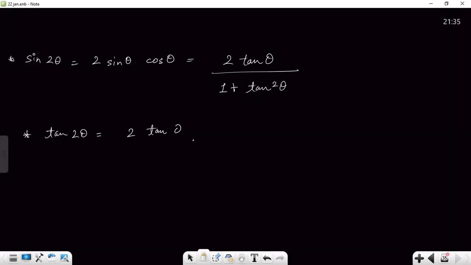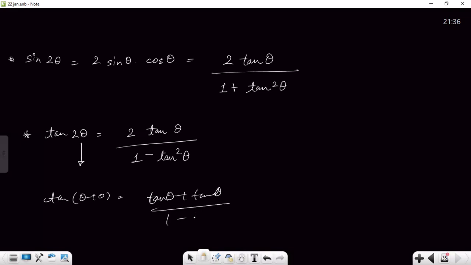Tan 2 theta is 2 tan theta divided by 1 minus tan square of theta. See the difference: only a sign's difference between sine 2 theta and tan 2 theta. This is calculated using the formula of tan (A plus B), which is theta plus theta. So it makes tan theta plus tan theta divided by 1 minus tan theta into tan theta, 1 minus tan square theta, which makes it 2 tan theta, and hence our formula. Is that clear, everyone? This formula is calculated using basically the tan (A plus B) formula.